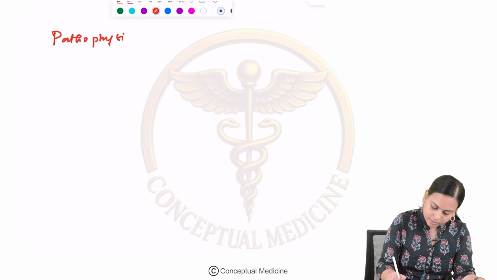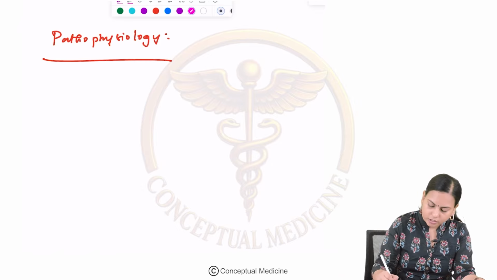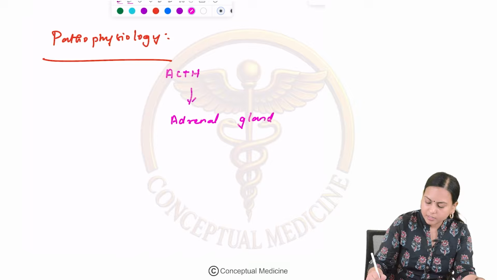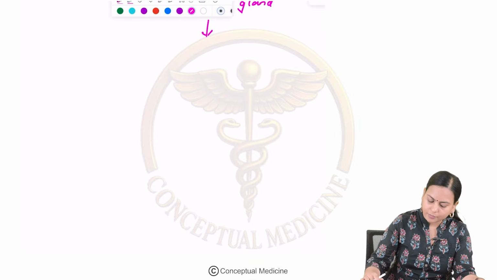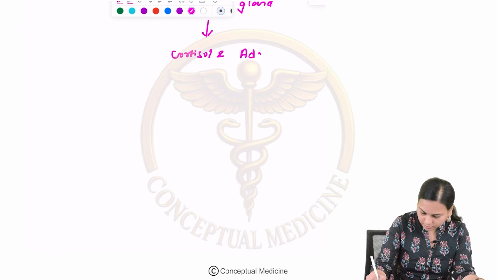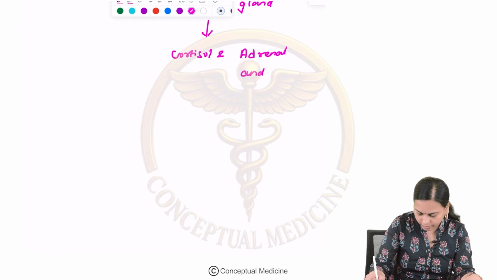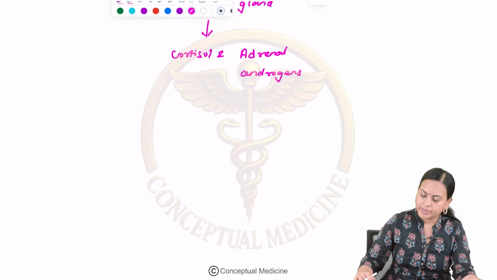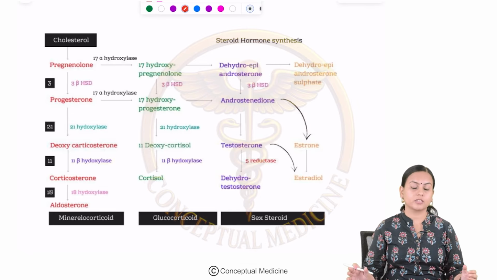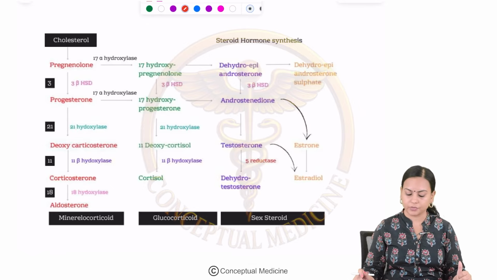Pathophysiology of congenital adrenal hyperplasia starts from ACTH, which acts upon the adrenal gland, and this influences the production of cortisol and adrenal androgens. Okay. Now, let's see this process in detail. So, this is a flowchart depicting how steroid hormone synthesis is happening. What is exactly happening in the adrenals? Okay.